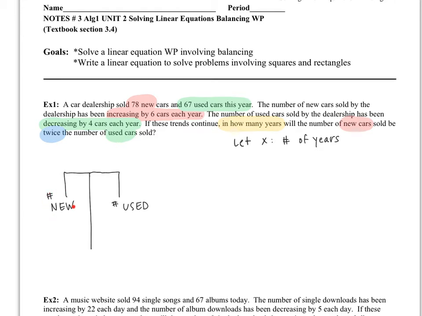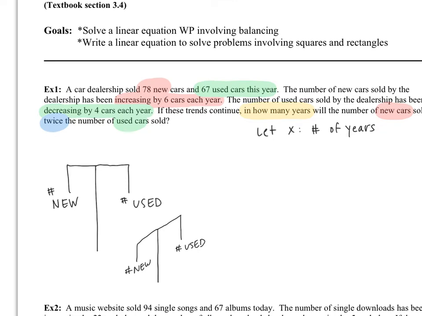So if you know that the new cars is going to be twice the amount of used cars, take a minute and think about how that would affect your scale. Which way would it tip? Because the number of new cars would be larger than the number of used cars, that would cause our scale to tip in this direction. This side would be heavier.